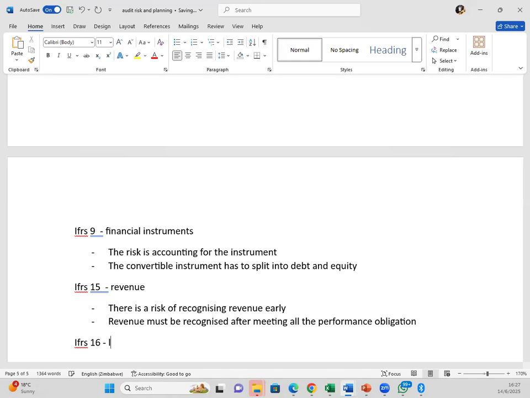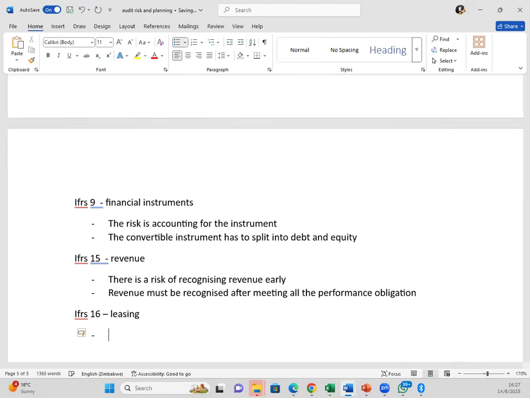So, leasing. If you are using property that is not yours, you are required to record the right of use asset and a lease liability.